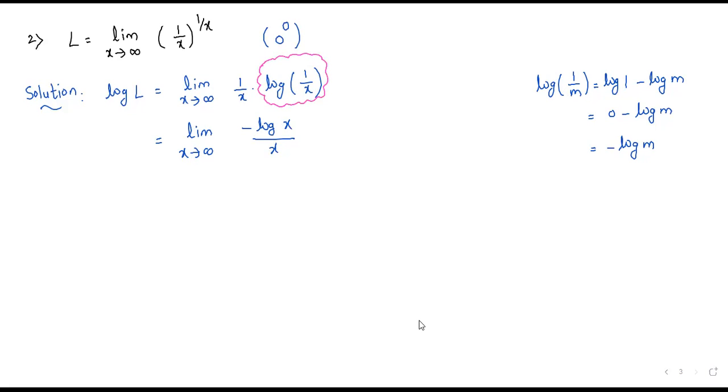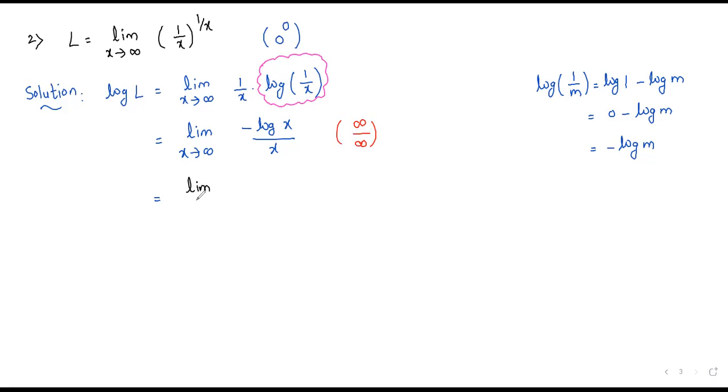So what will be the next step? Now please check the form. Is it 0 by 0? See here, log infinity divided by infinity. So basically it is what? Infinity by infinity form. Okay. How to solve this? Use the L'Hospital rule.